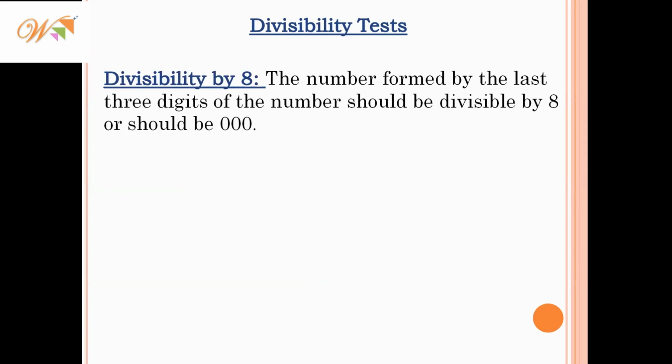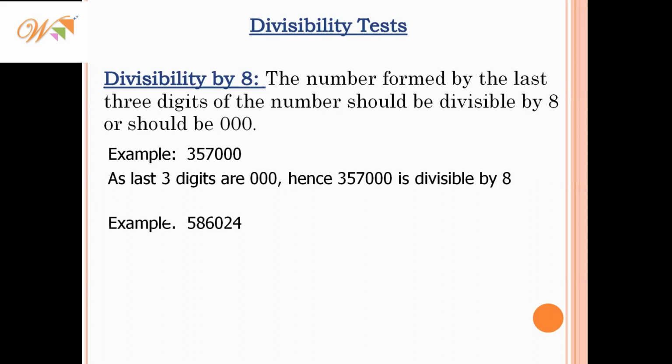Let's take the divisibility by 8. Divisibility test by 8 says that the number found by the last 3 digits of the number, if that is divisible by 8, or if the last 3 digits are 000, then that full number will be divisible by 8. For example, 357,000. Now, in the end, we have 3 zeros. So, if you divide it, you will get no remainder. This number will be divisible by 8.